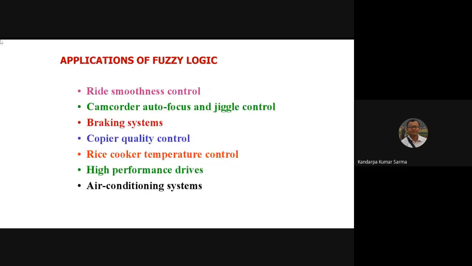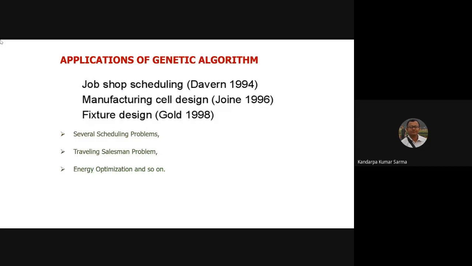Now, where we use the fuzzy logic based systems, we use it in ride smoothness control, camcorder, the braking systems, copier quality control, rice cooker temperature, high performance drives, then air conditioning systems. And where we use the GAs, we use it in job shop scheduling, then manufacturing cell designs, fixture designs, several scheduling problems, traveling salesman problem, energy optimization, and so on.